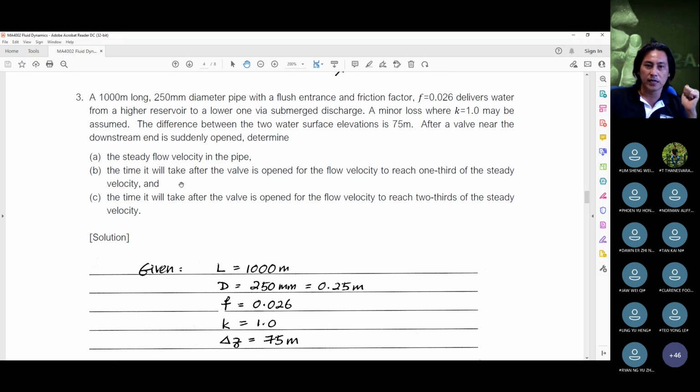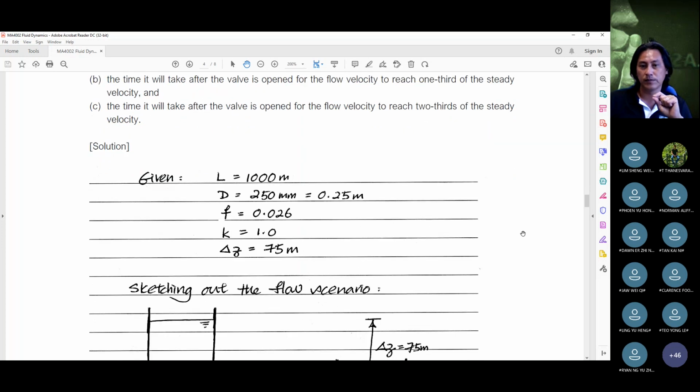Part B, find out the time it will take after the valve is opened for the flow velocity to reach 1/3 of the steady state velocity. That means I'm not interested in finding out how much time it takes to reach steady state, but actually I want you to find out the time for it to reach 1/3 of the steady state velocity. For part C, it's pretty much the same thing. We're asked to find the time to reach 2/3 of the steady state velocity. I think again this is quite similar to one of the examples in the lecture notes. I don't think you should have too much trouble. But nevertheless, let's quickly run through it.